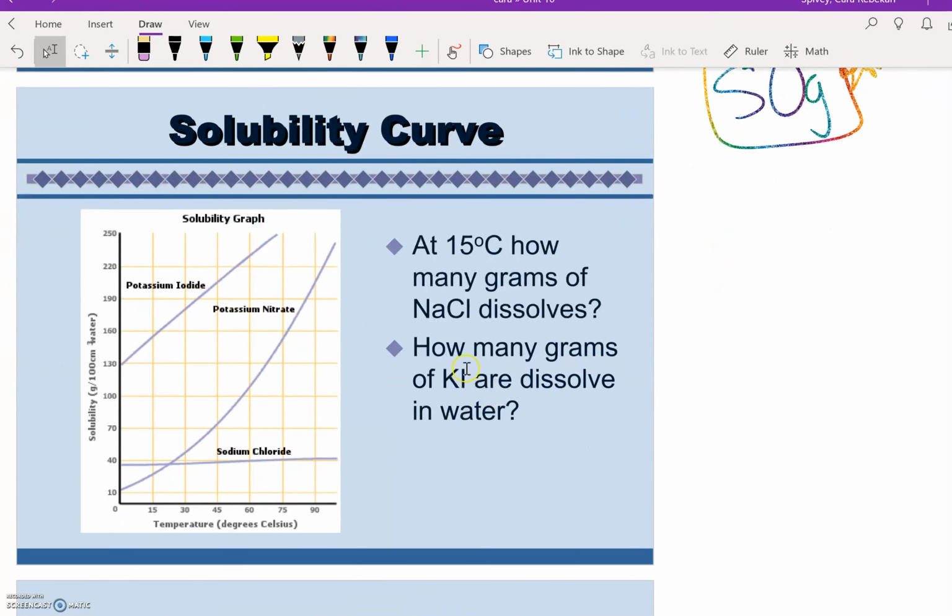Down here in this next one, I'll give you a second. Pause the video now and answer these questions. At 15 degrees Celsius, it looks like we can dissolve about 38 grams of that. And how many grams of KI will dissolve in water?